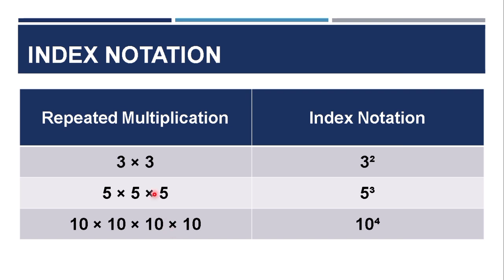Index notation. If you have 3 by 3, in index notation or indices form, you have 3 exponent 2. 5 by 5 by 5 will give you 5 exponent 3. 10 by 10 by 10 by 10 will give you 10 exponent 4.